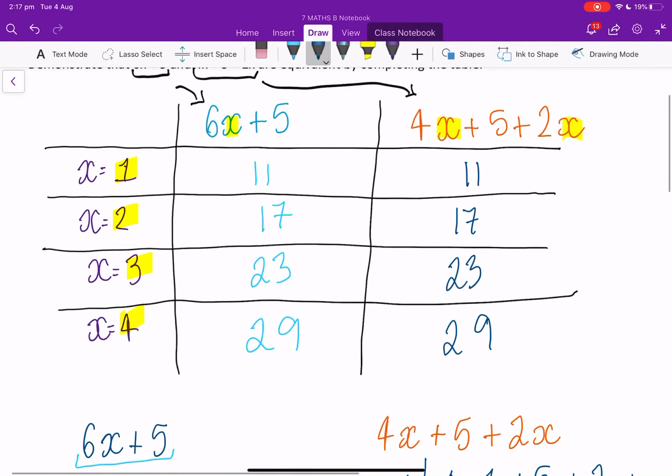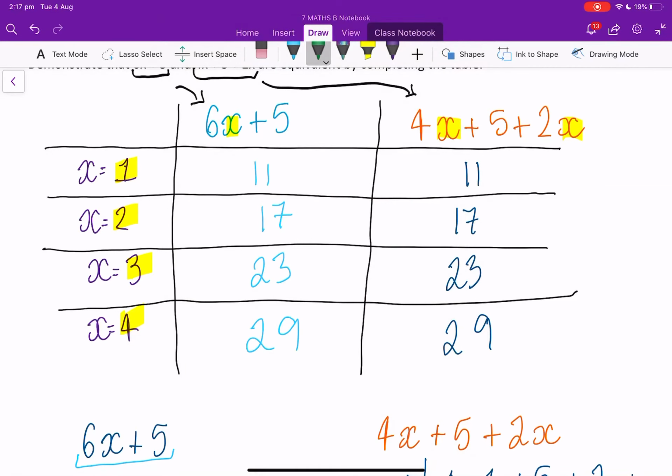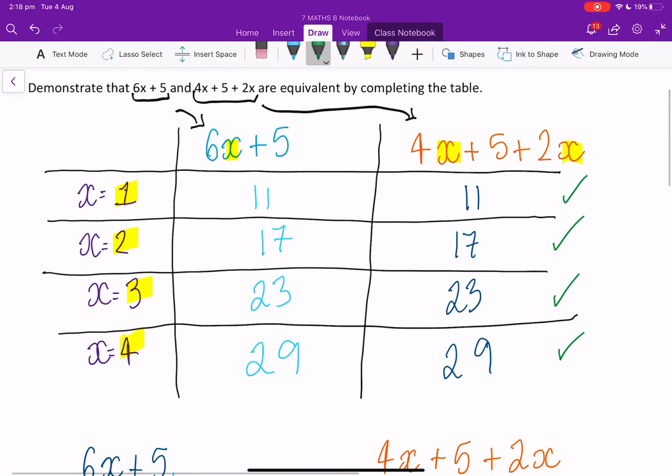What you might notice here is that when x is 1 and it's substituted into our expression, we get 11 for both answers. When we substitute in 2, we get 17. When we substitute in 3, we get 23. When we substitute in 4, we get 29. So this means this expression here and this expression here are equivalent.